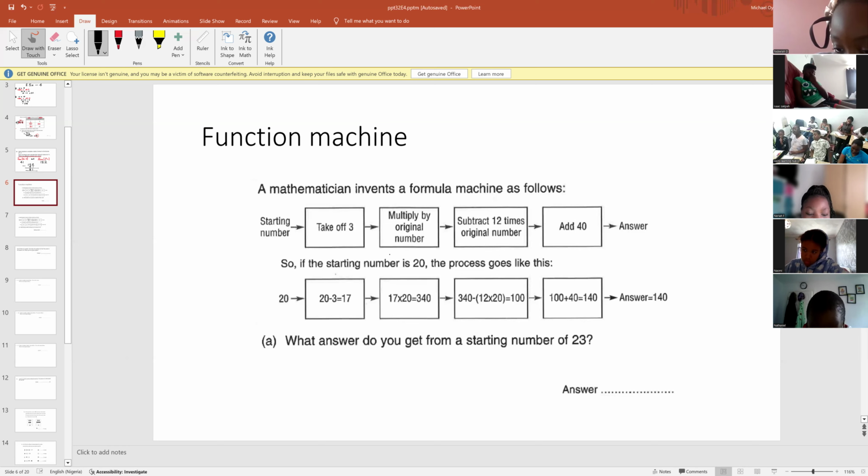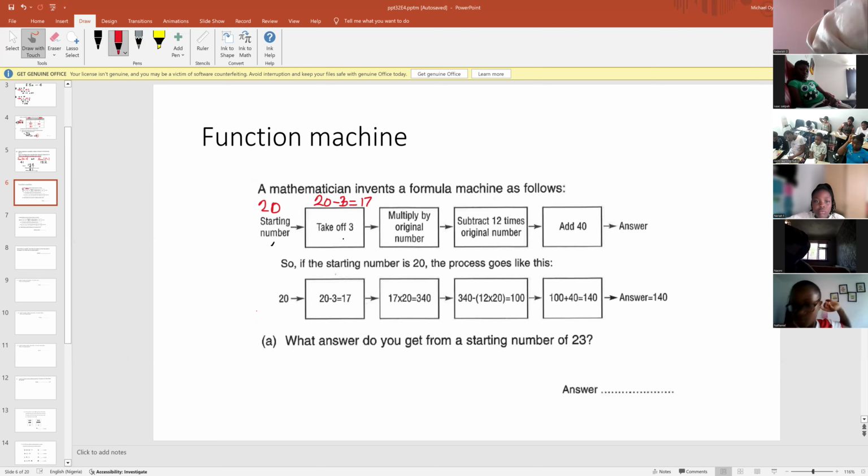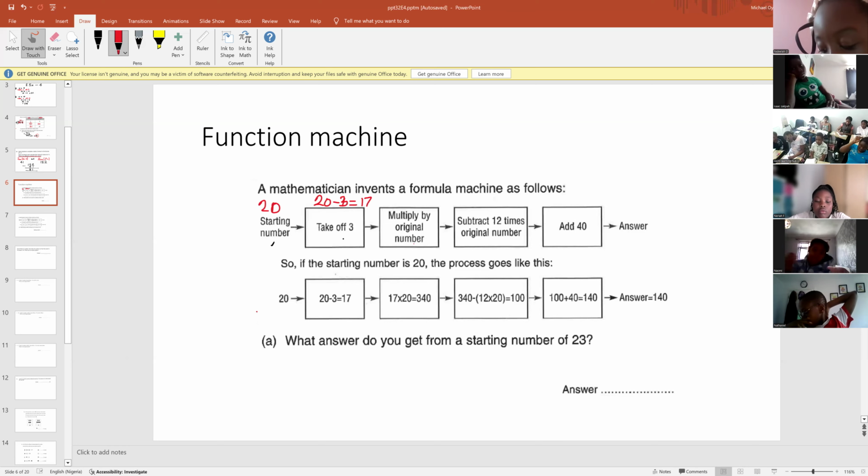All right? So what does a function machine do? It starts from the starting command, carries out the next command, and it keeps going until the answer. So there's an example here on the screen. If the starting number is 20, the next thing is to take off 3. 20 take away 3 is 17. Then the next thing is to multiply by the original number. What was the original number, guys?